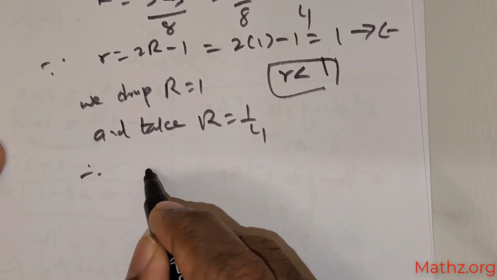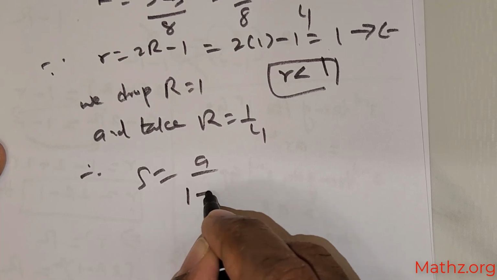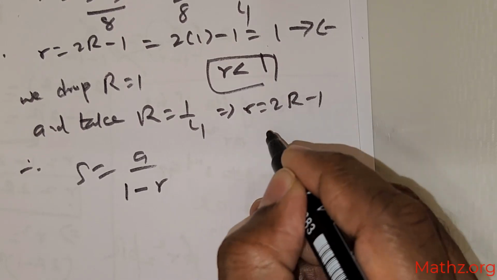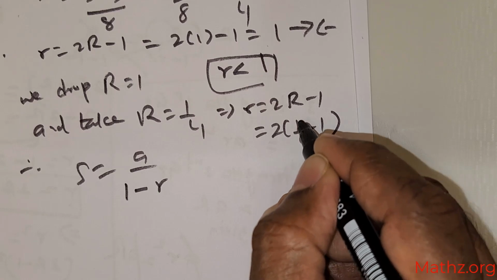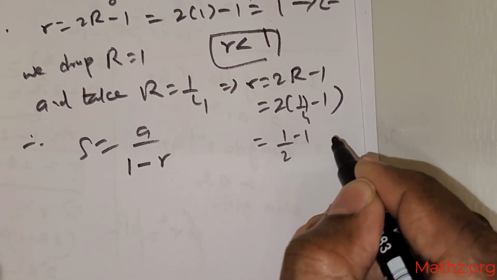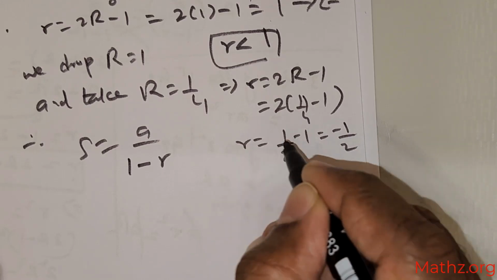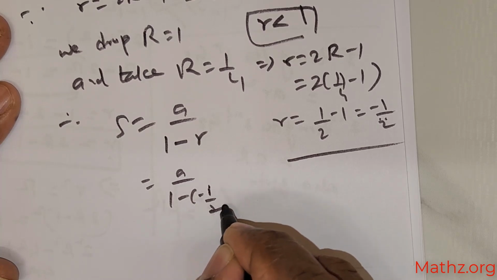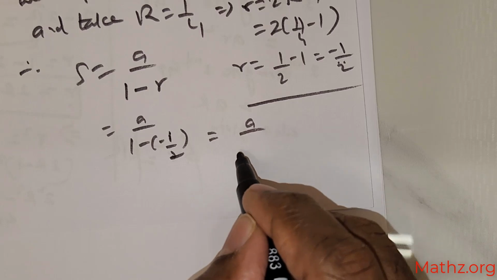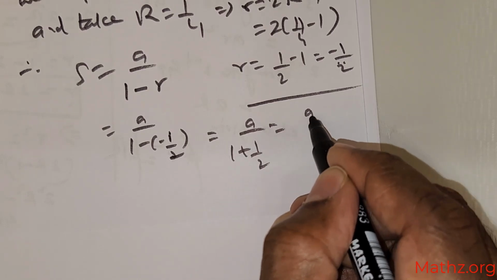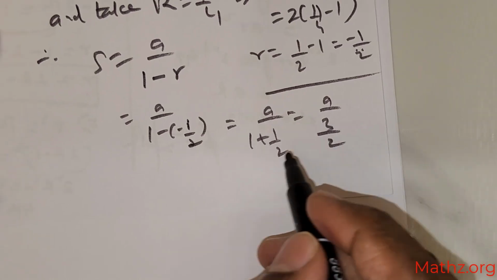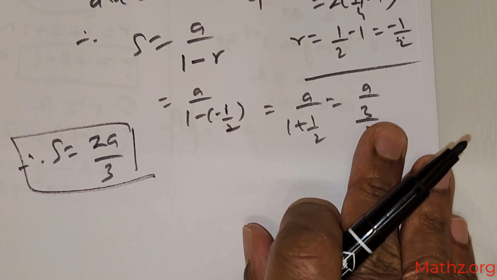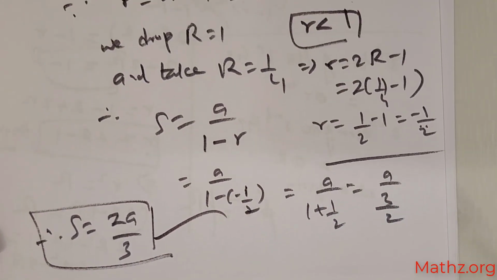Okay, so that means s is equal to a over 1 minus r. Now from here, capital R is equal to 2 times r minus 1, 2 times 1 over 4 minus 1, which is 1 over 2 minus 1, which is negative 1 over 2. So this is the value of capital R. This is acceptable. So you substitute a over 1 minus negative 1 over 2, which will give you a divided by 1 plus 1 over 2, which is a over 3 over 2, which is going to be s is equal to 2a over 3. So this is a perfectly acceptable answer. So we move on to the next one.